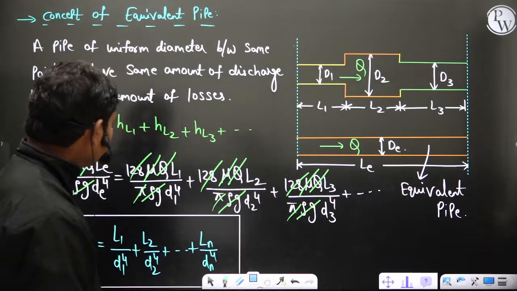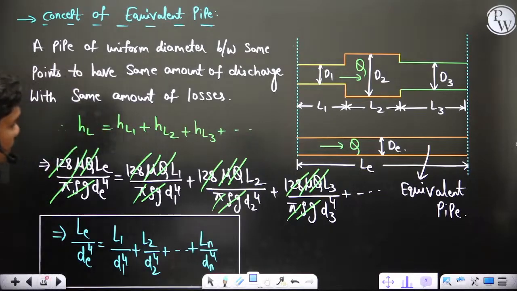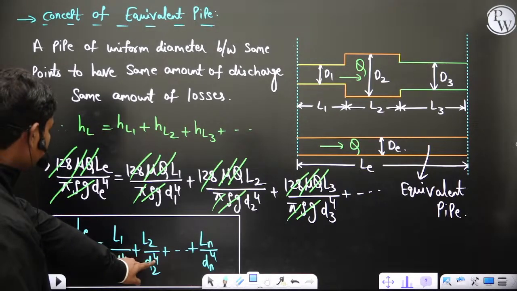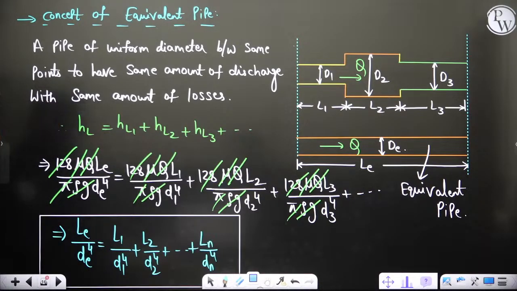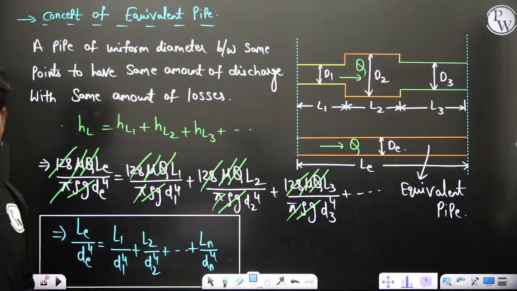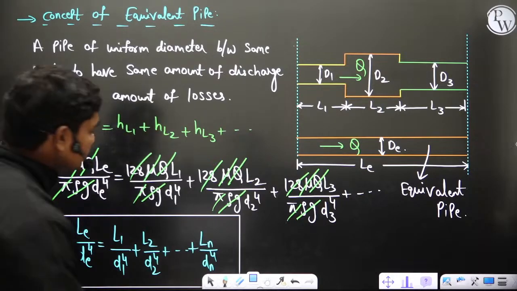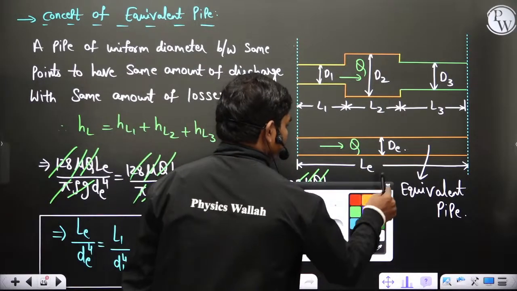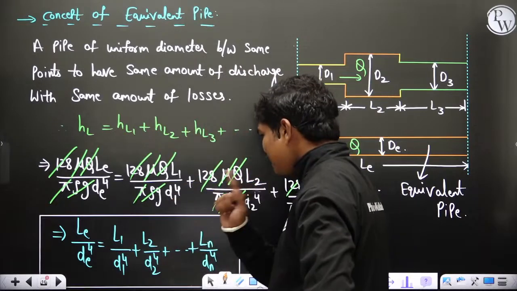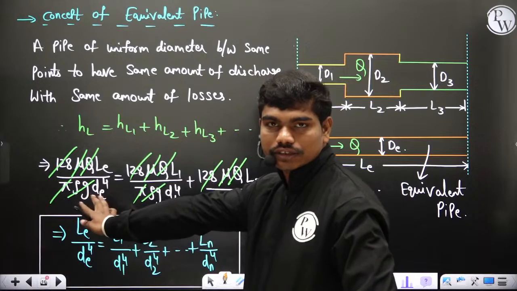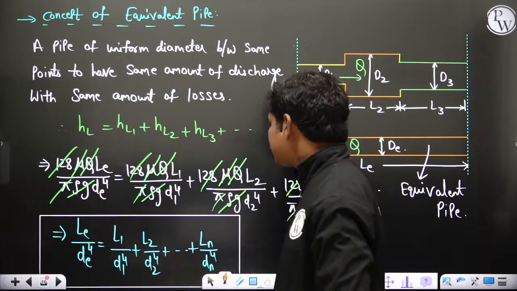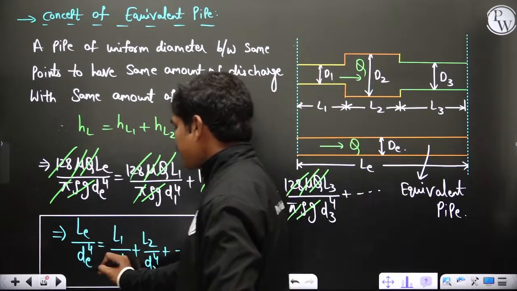Correct? Everything is right, because I remember it should be 5 here actually, but how does 5 come? 128 mu Q L by pi rho g D power 4. So density is the same, everything is the same. Correct. This is correct, right? Because I suspect that it should be 5 here or 4 here. This 4, correct? Everything is on track, right? So this is the equation using which you can calculate DE.